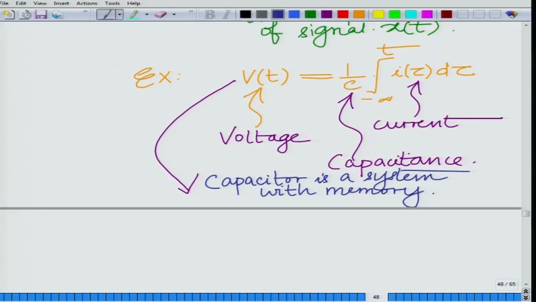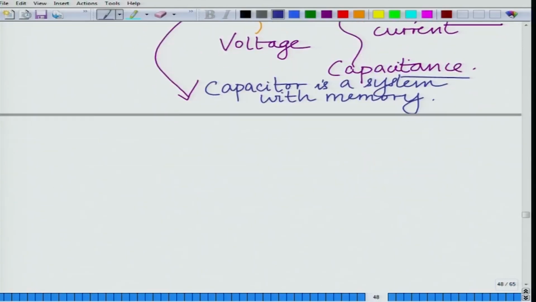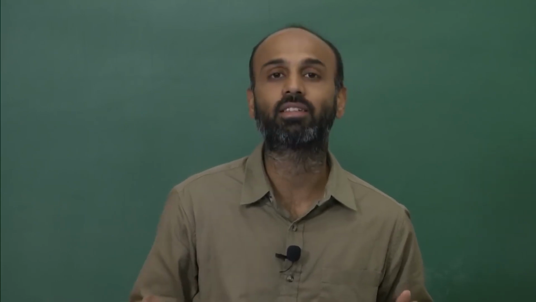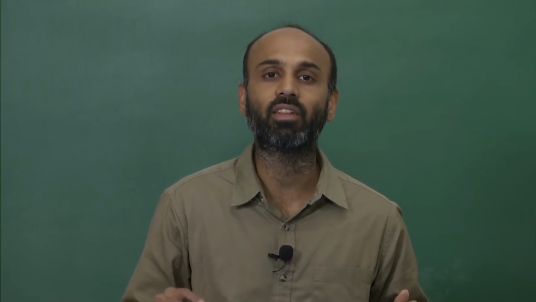Which means current values of voltage depend on past values of the current signal. If you treat this as an input output system where the input is current and the output is voltage, the present values of the voltage depend also on the past values of the current signal. So, the capacitor is a classic example of a system with memory.